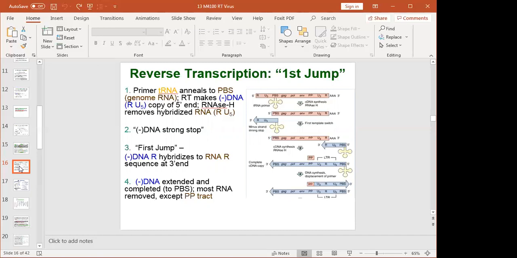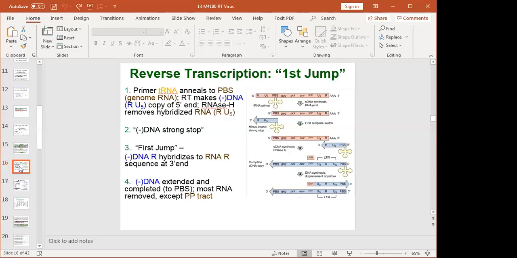So whatever is in the 5' end of the viral genome will become the 3' end of the proviral double-stranded DNA, and whatever is in the 3' end of the viral RNA genome will become the 5' end of the proviral DNA. Just reverse it.